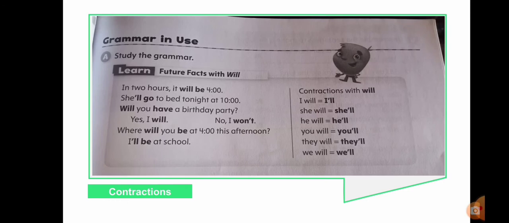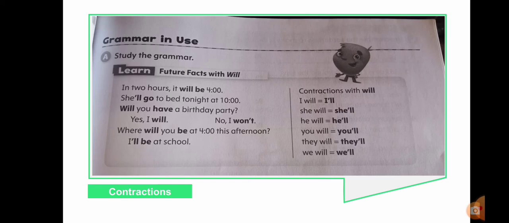Now this is a small key to grab the basic concepts and this is given in your workbooks. First of all, come to the right side, contractions with will. Here they have told you the short form we can say that can be used in the statements with will. I will, she will, he will, you will, they will, we will. These all words can be written as a single word using apostrophe. So they have shown you this.